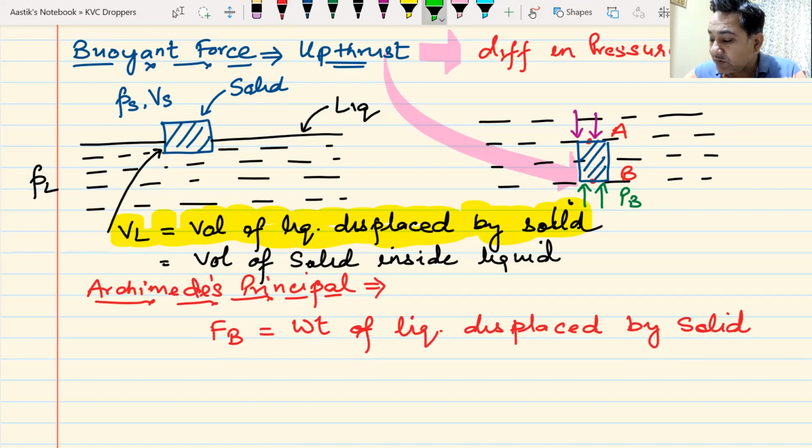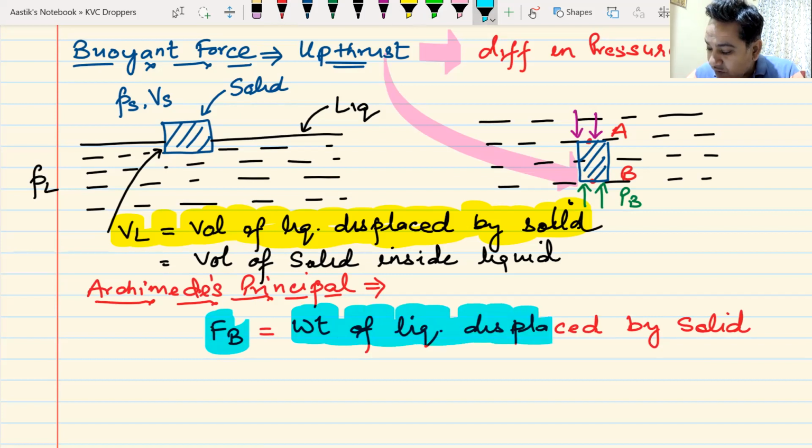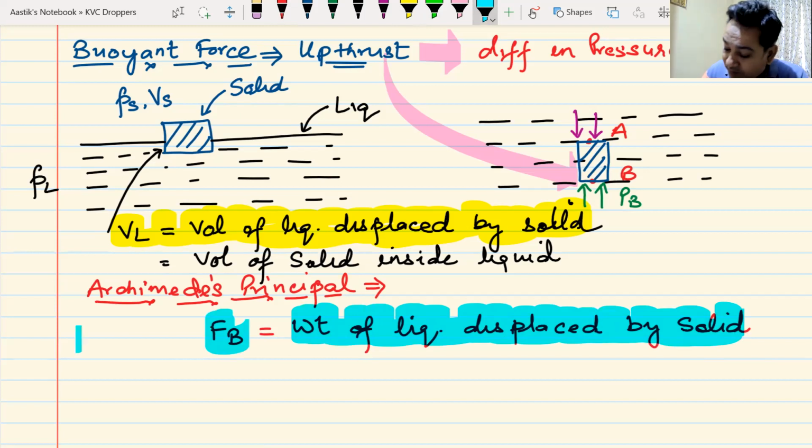The buoyant force FB exerted by the liquid on the solid is the weight of the liquid displaced by the solid. Am I clear? This is how you say it, and this is the only way you say it. Whatever you were saying was absolutely not correct. Weight of the liquid displaced by the solid, never forget it.